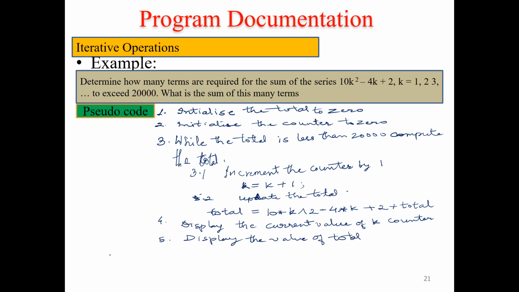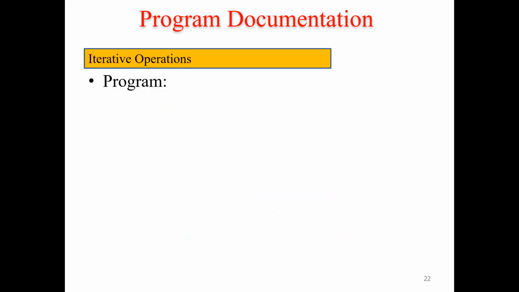And then stop. So this is my pseudocode. You see, this is the example of the iterative operation. Here I am computing the expression and then summing up with the previous sum. This will continue till we reach 20,000. Now come to the MATLAB program.